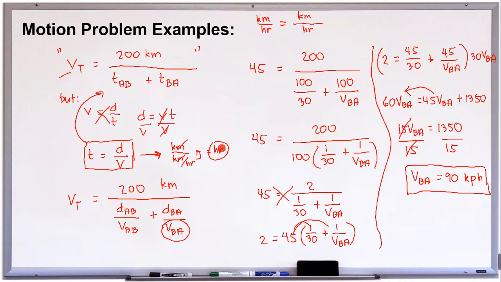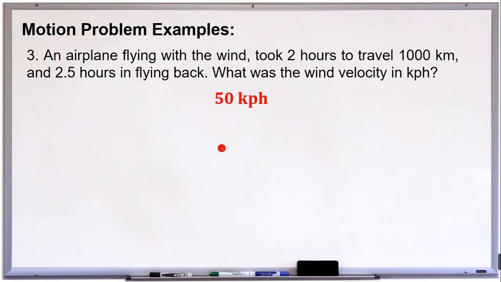Okay, so let's proceed to the last problem. So problem number 3. An airplane flying with the wind took 2 hours to travel 1000 kilometers and 2.5 hours in flying back. So the question is, what was the wind velocity in kilometers per hour?